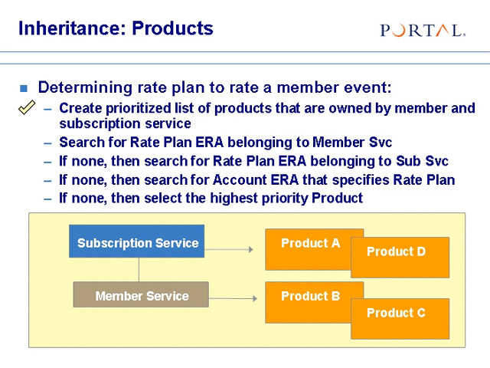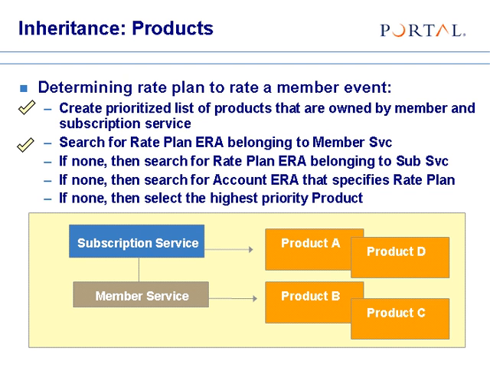Okay. Next step is they search for any rate plan ERAs that belong to the member service. Now the rate plan ERA is something that has been left over from release 6.5, where you can specify a rate plan in the customer center via the ERA feature. Okay, so they look to see if this member service has a rate plan ERA. If it does, that is the rate plan that is used to rate the event. Next, it looks to see if the subscription service has a rate plan ERA. If there was one of those, then it uses that one.